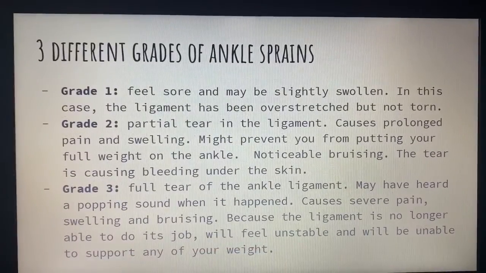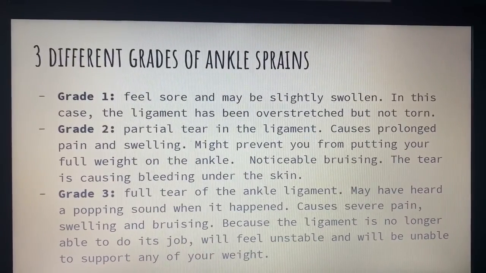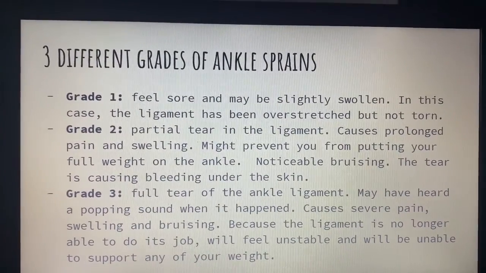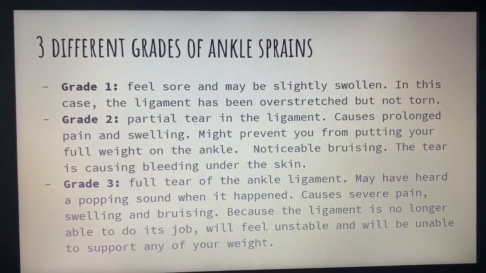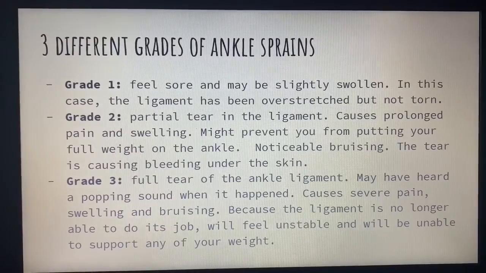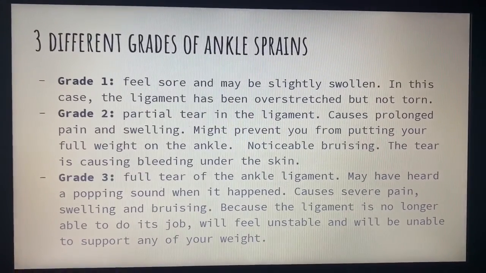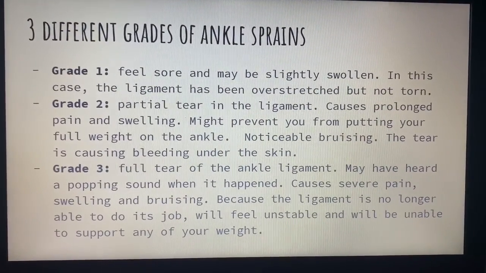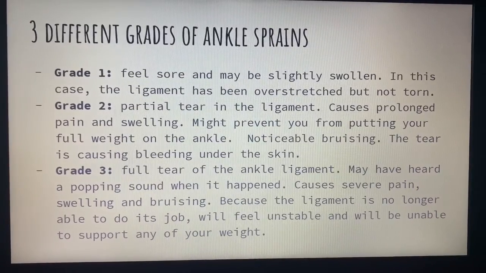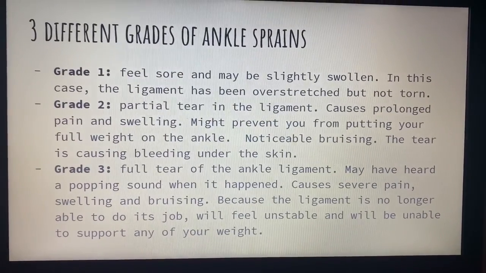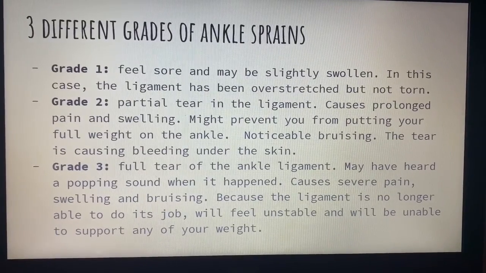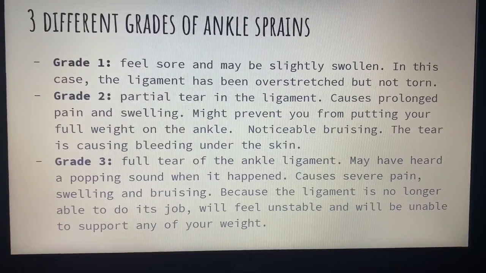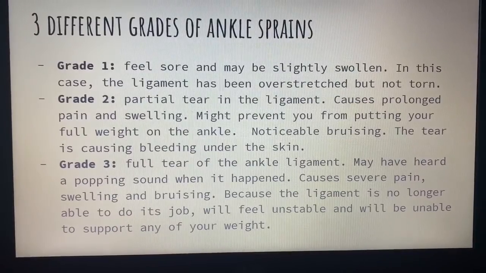There are 3 different classifications or grades of ankle sprains, basically graded on the amount of damage that occurred. So grade 1, you will feel sore and may be slightly swollen. In this case, the ligament is overstretched but not torn. In grade 2, there's a partial tear in the ligament. This causes prolonged pain and swelling, and might prevent you from putting your full weight on your ankle. There's noticeable bruising. The tear is causing bleeding under the skin.